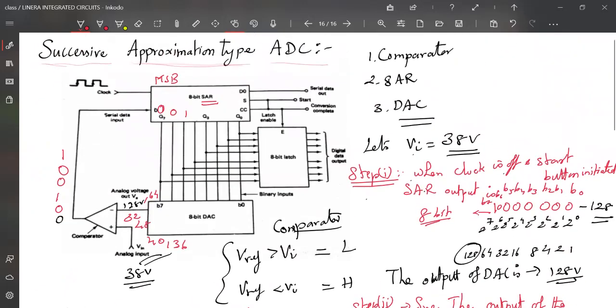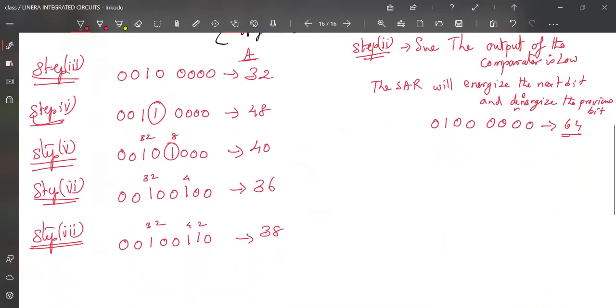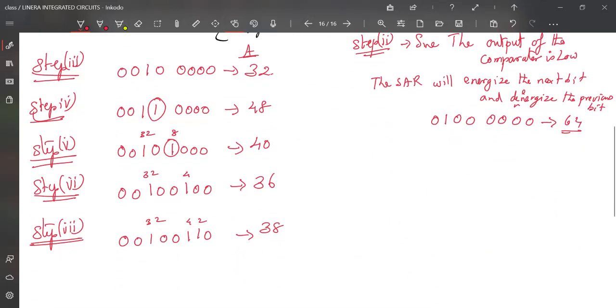Now the voltage 38 will be here. Now what happened? The corresponding 38 and 38 are equal, so the output will become 0. The clock pulse will not be given, so the conversion is complete. So we will get the corresponding equivalent digital value for the 38 input voltage.